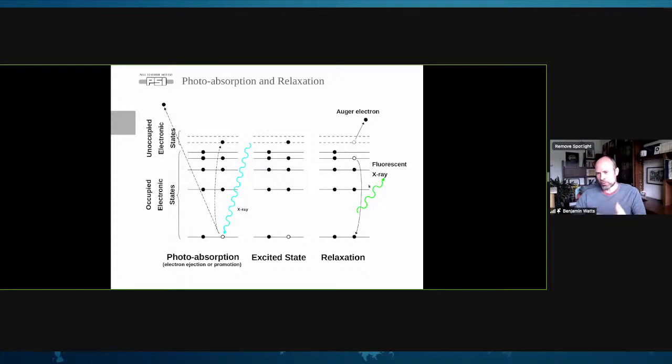So we have a number of processes going on here that are all started by the X-ray absorption. And so we have a few different modes of being able to detect that this absorption happened. We can look at the X-rays being removed from the probe beam. We can look at fluorescent X-rays being created, or we can look at electrons given off by the sample.